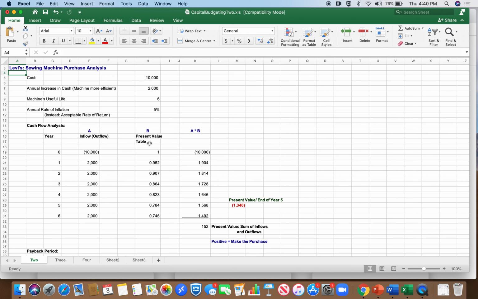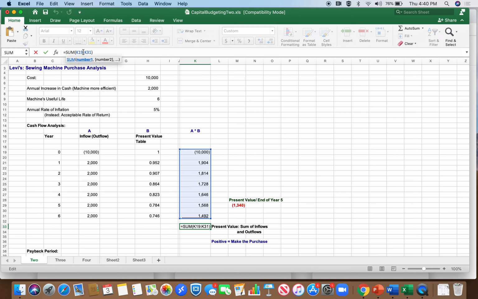So the present value tables we use are discounting at 5% present value for 6 years. That's where I'm coming up with column B. In column A, year 0 on day 1, we pay out $10,000. It's an outflow. Years 1 through 6, we get cash inflows. And you'll see here, column A, column B, I multiply across, and I get the present value of both the inflows and the outflows.